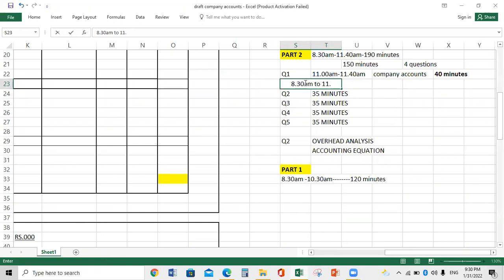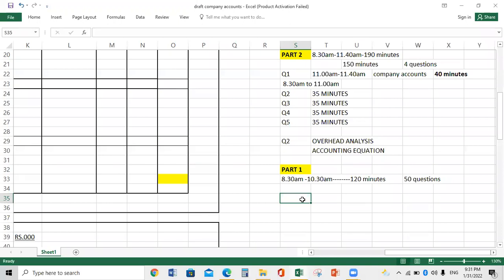Okay, guys, see here, part 1, you have to do 120. You have 120 minutes to do how many questions? You have to do 50 questions. What you do is, guys, you divide it into 5. So that means 10 questions each.